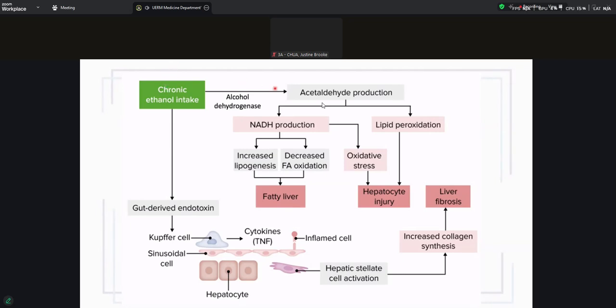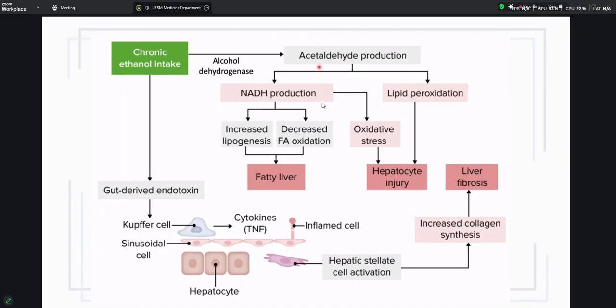Alcohol is oxidized into acetaldehyde, which is a toxic compound. During alcohol breakdown, there is an increase in the production of NADH, and the high NADH would disrupt the liver's normal metabolism. So there will be increased lipogenesis and decreased fatty acid oxidation, resulting in hepatic steatosis. Alcohol metabolism also generates reactive oxygen species causing oxidative stress, which causes hepatocyte injury.